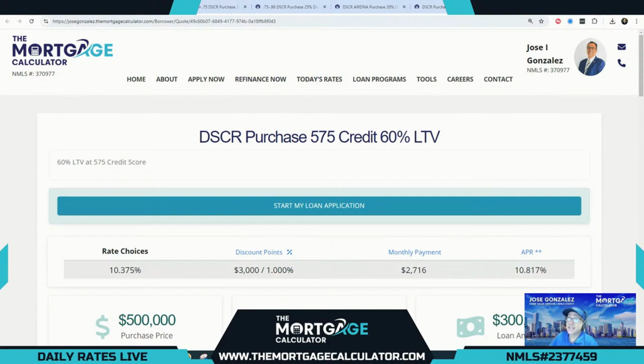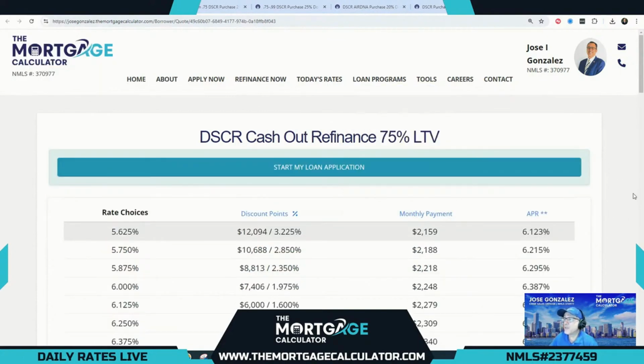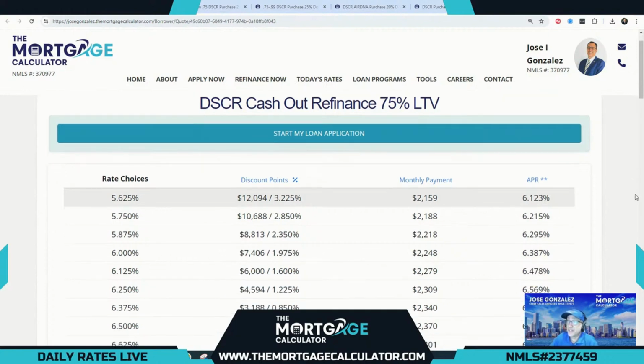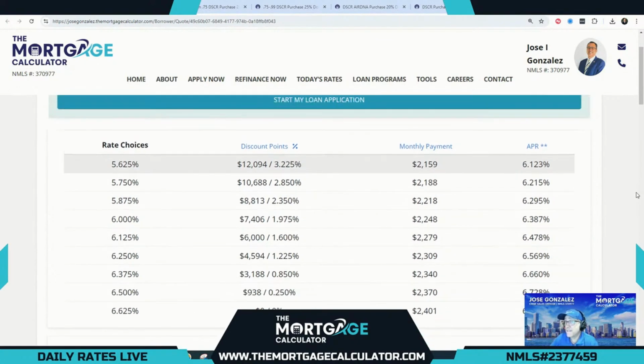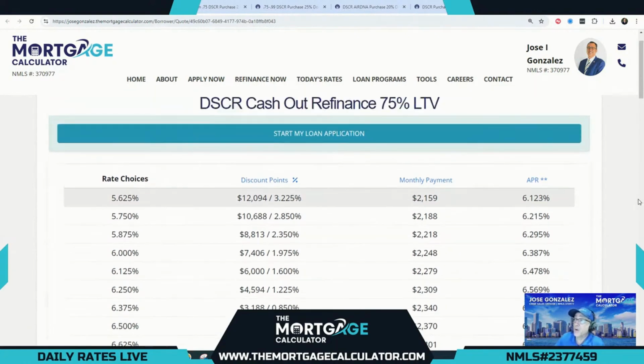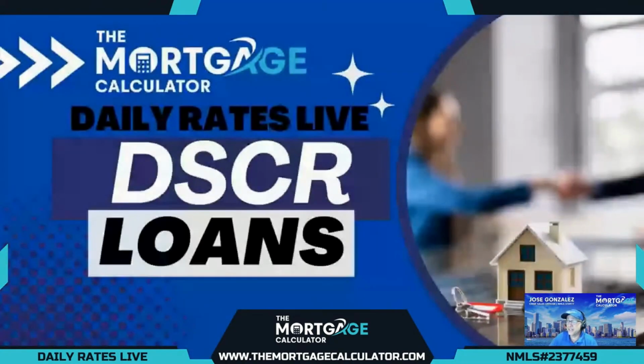And our last option here to share with you is a DSCR cash out, 75% LTV. 6.625 is our lowest cost option. 5.625 lowest rate option, for our DSCR cash out, 75% LTV. So look to the mortgage calculator for all your DSCR loans, non-QM, and everything else under the sun.